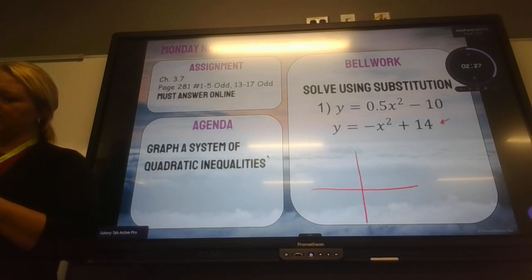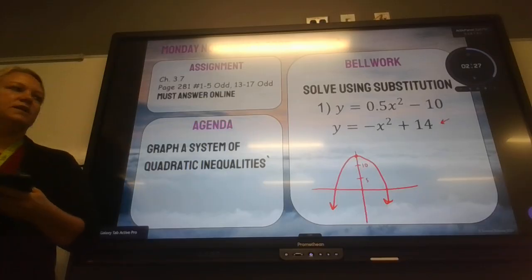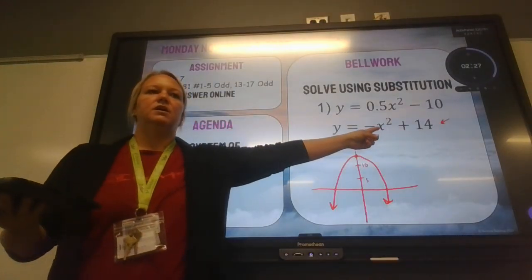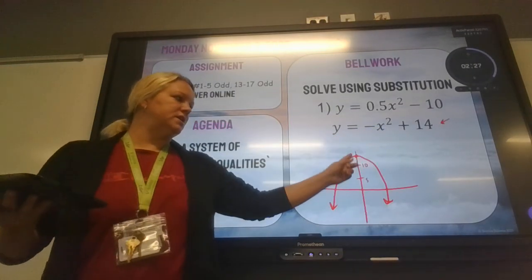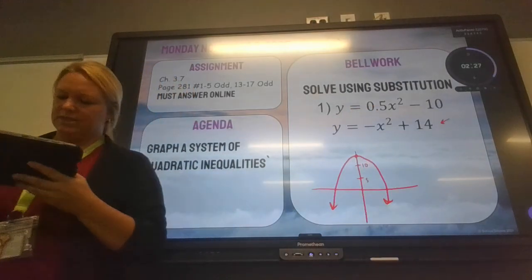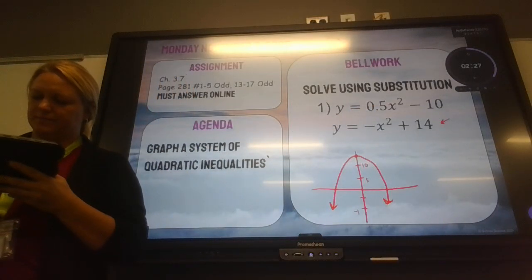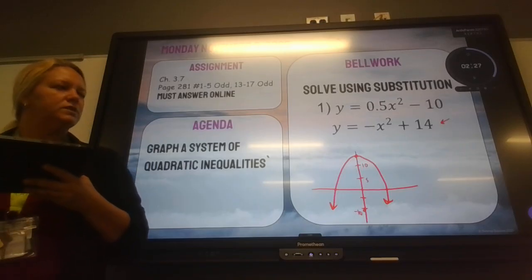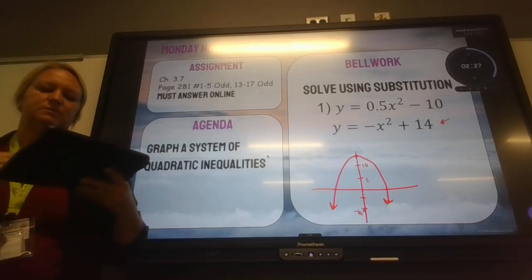I know for sure this second parabola has an intercept at 14 and opens down. That's not a difficult graph to picture. It's a reflection of 14 units. This one's more difficult. Its y-intercept is down at -10, and I don't really know where the axis of symmetry is.